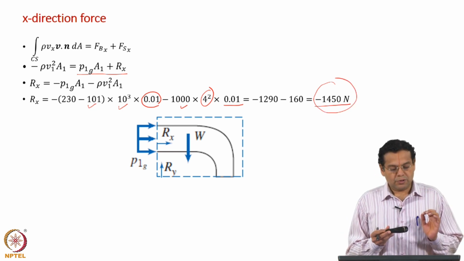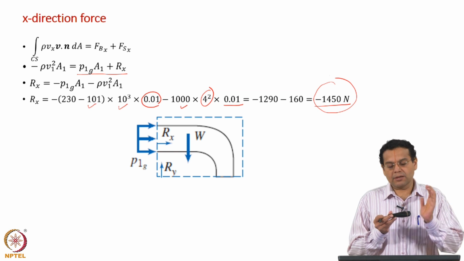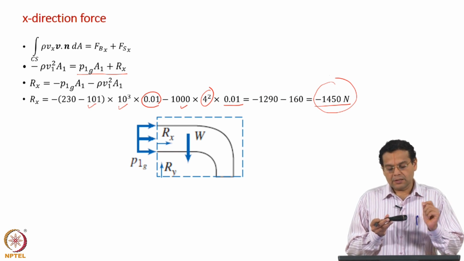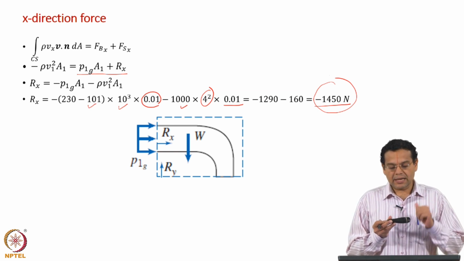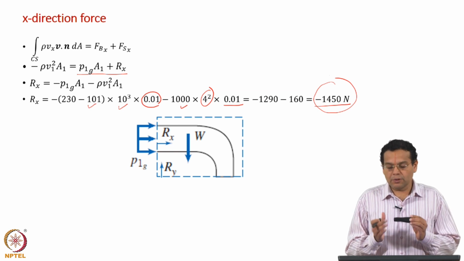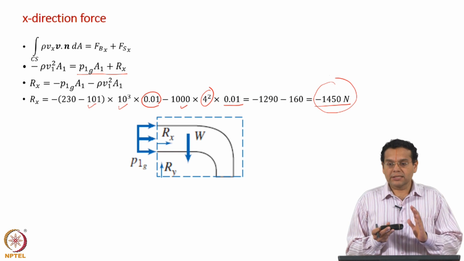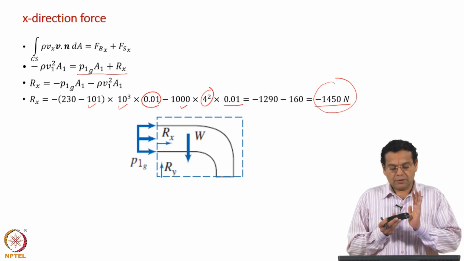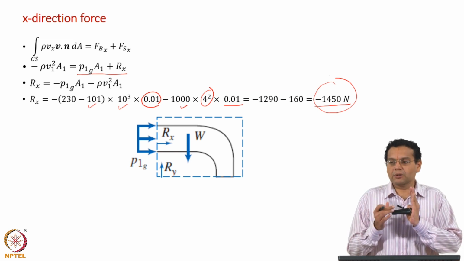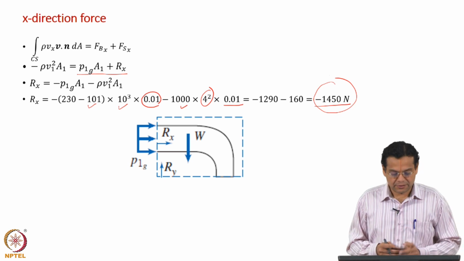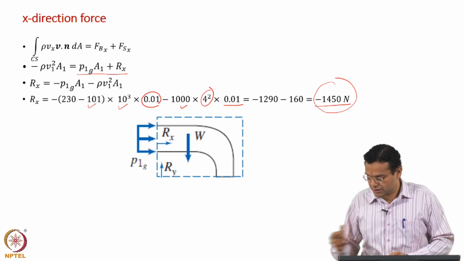So, force due to pressure and momentum are towards the positive axis. So, the reaction force to hold the elbow should be along the negative x axis. So, the force exerted by the flange, because your flange is here, on the control volume is along the negative x axis, okay. Otherwise we will just keep moving towards the right.